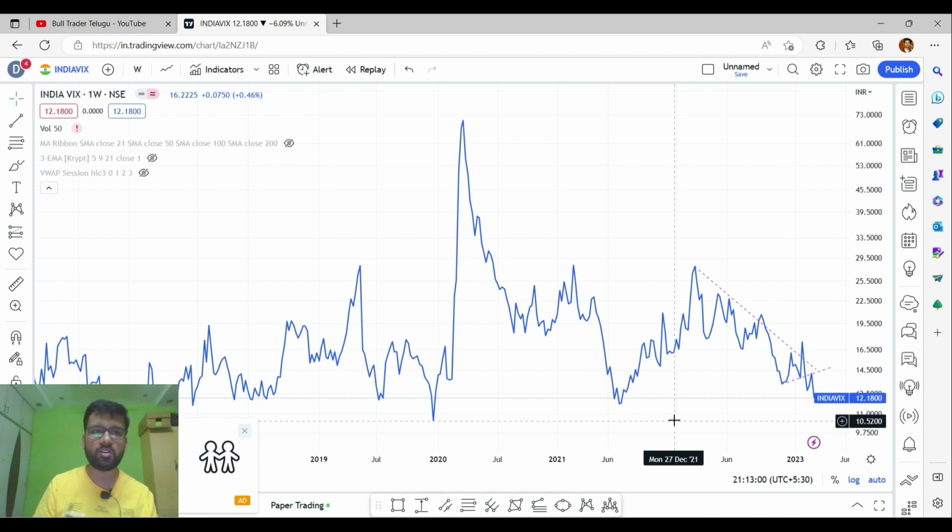in the Nifty 50, because when there is less fear or less panic or less greed in the market, and the volatility is very much less, then we can expect a smooth upside movement in the Nifty and Bank Nifty, as well as in the Sensex also.